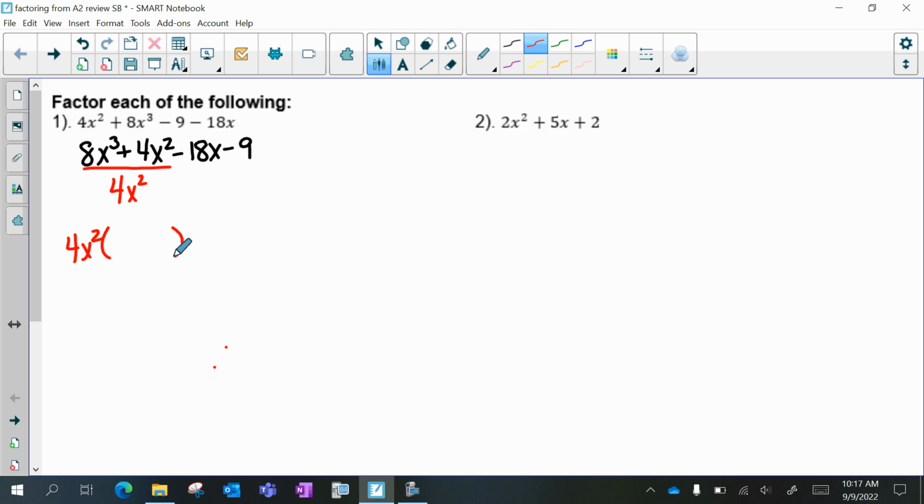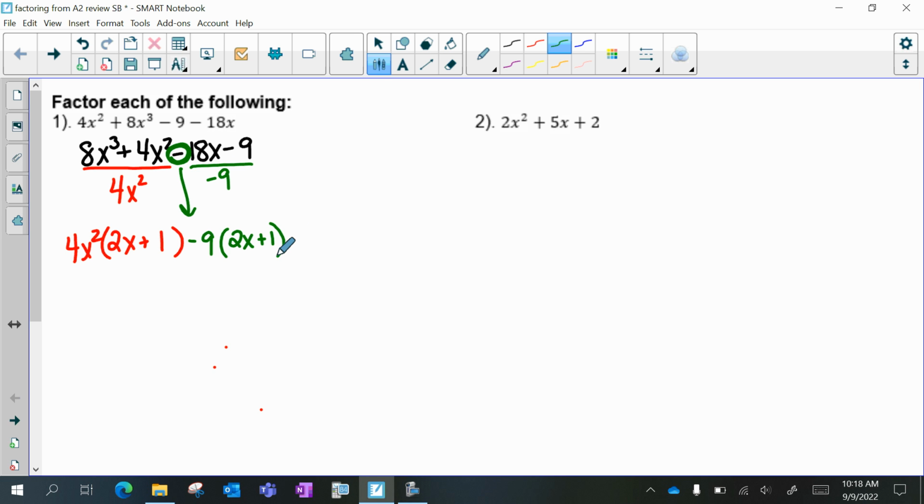Open up my parentheses. 8 divided by 4 gives me 2. x cubed divided by x squared gives me x, plus 4x squared divided by 4x squared, or anything divided by itself, is always 1. My next two terms can be divided by 9. I always take this middle sign to come down when I am factoring by grouping, so I'm going to divide by a -9.